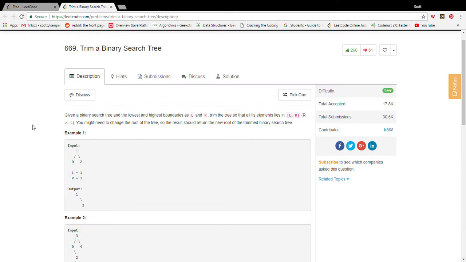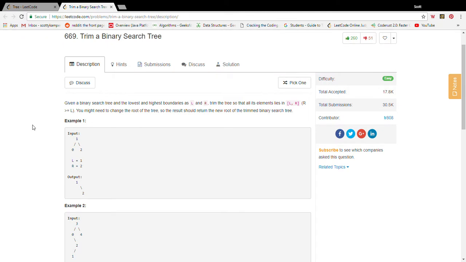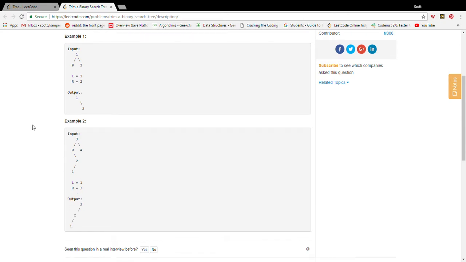So let's talk about this problem. It's to trim a binary search tree where we're given a binary search tree and a low and high index, L and R, and we want to trim the tree so that all elements lie in the range L to R. So the problem definition's pretty simple, and these are fun problems. Tree problems in general are pretty fun because it forces you to think recursively. A lot of times you can do things iteratively in trees, but the recursive solutions are usually the ones that make the most sense.